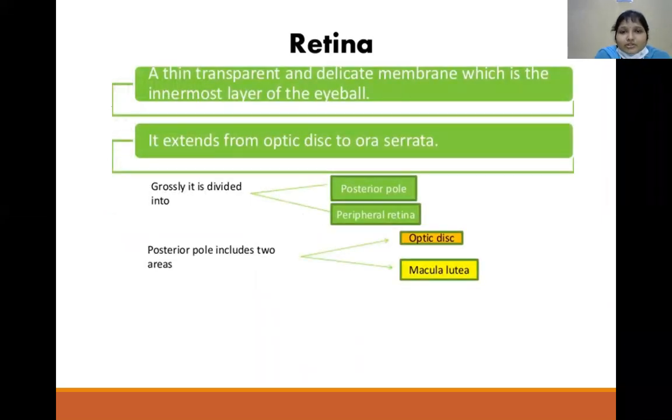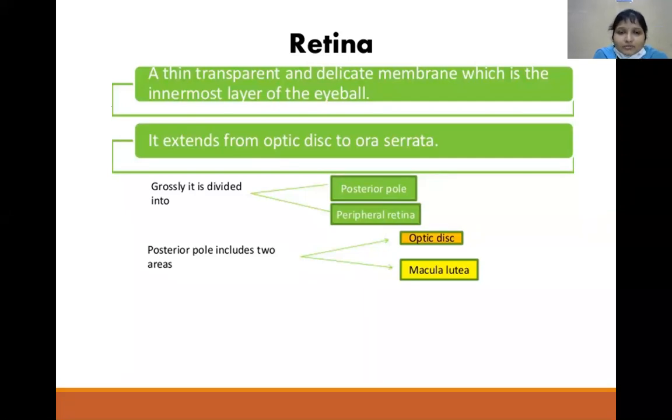So, just to recapitulate, how many layers are there in the eyeball? There are 3 layers. Outer one is the fibrous layer, that is sclera, and the middle vascular layer, choroid, and the inner neural layer is the retina. So, retina is a thin, transparent, and delicate membrane, which is the innermost part of the eyeball.